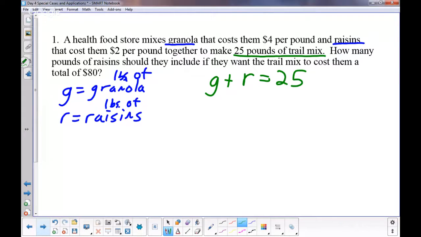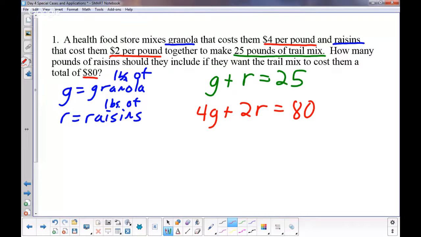Then I can move on to my value, right? What do each cost? We know that granola costs them $4 per pound, and raisins cost them $2 per pound. So for every pound of granola, it costs me $4, and for every pound of raisins, it costs me $2. And then I spent a total of $80. So now you'll notice that I have a system of equations. I have two equations. Both have G and R. Both have an equal sign to a number.